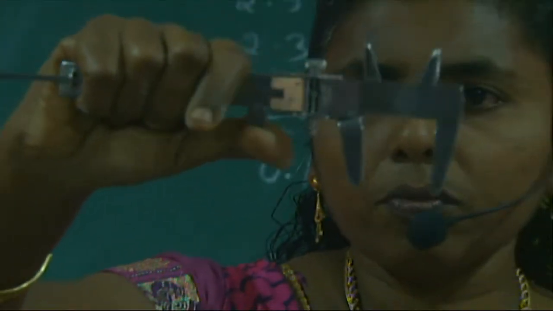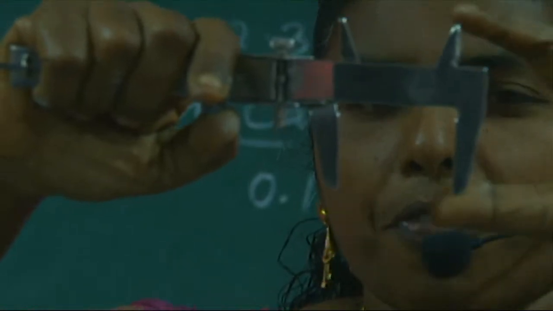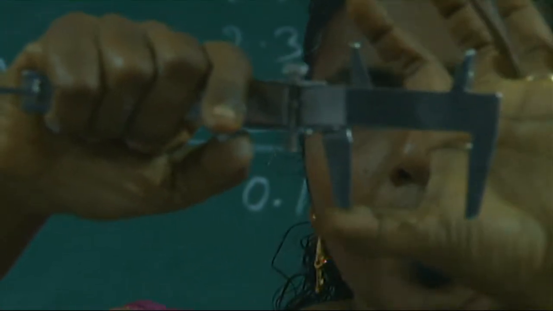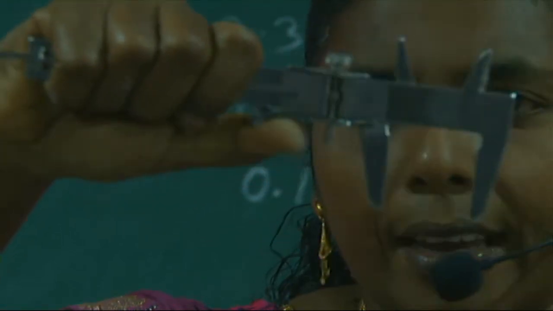Now here two jaws are there, this upper jaw and lower jaw. By using this retainer, we can move here and there. So of the two jaws, the upper jaw and lower jaw on the main scale side are fixed jaws, and the upper jaw and lower jaw on the Vernier side are movable jaws. By using this retainer, we can move them here and there.